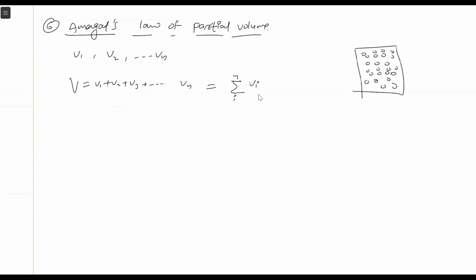So this is Amagat's law of partial volume. Now there is a numerical problem related to this Amagat's law of partial volume. Let's talk about that. I won't write the complete question, I'll just write what is given.